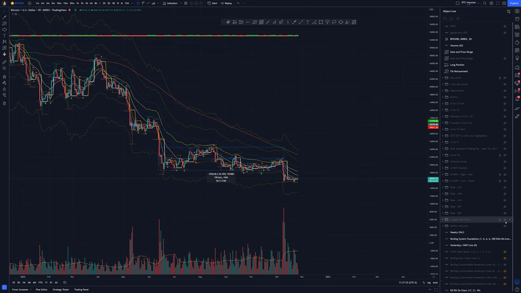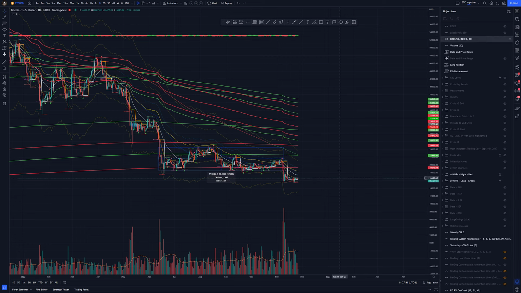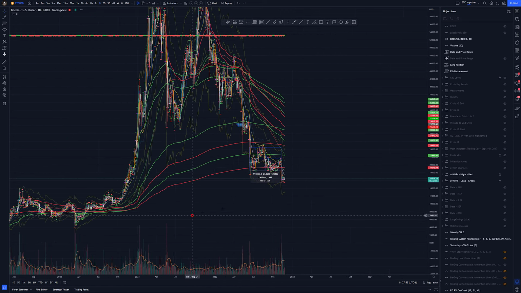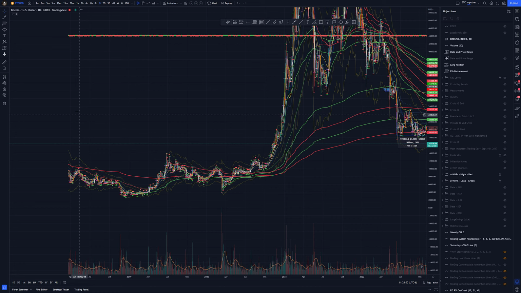If we look at the anchored VWAPs, the reds are significant highs and the greens are significant lows. One thing to note is that in this last week, Bitcoin has given up the last anchored VWAP from what I call the mass awareness high, which is the first time Bitcoin went up to $19,000. That's the mass awareness high.